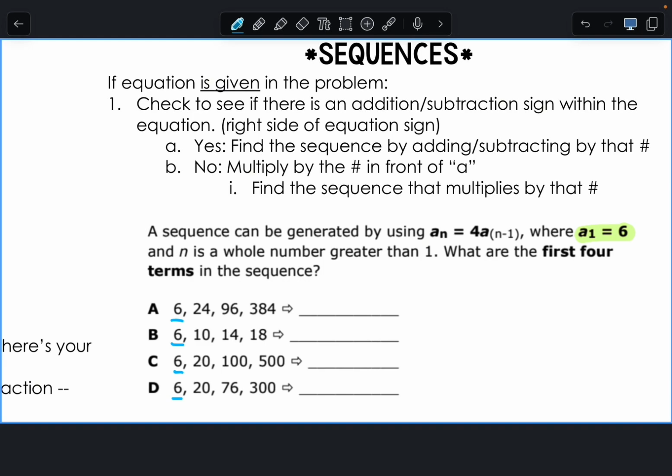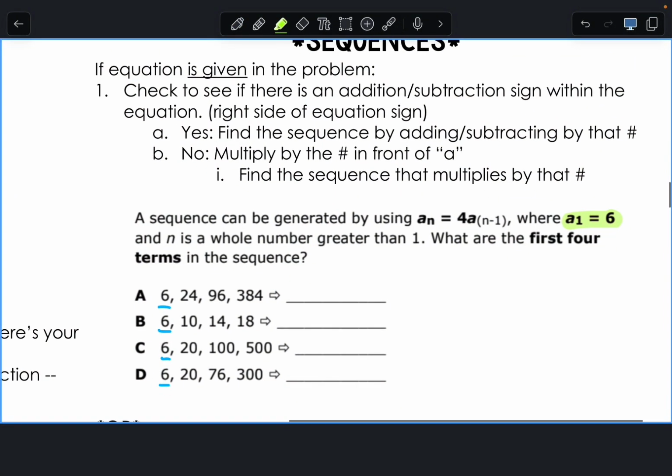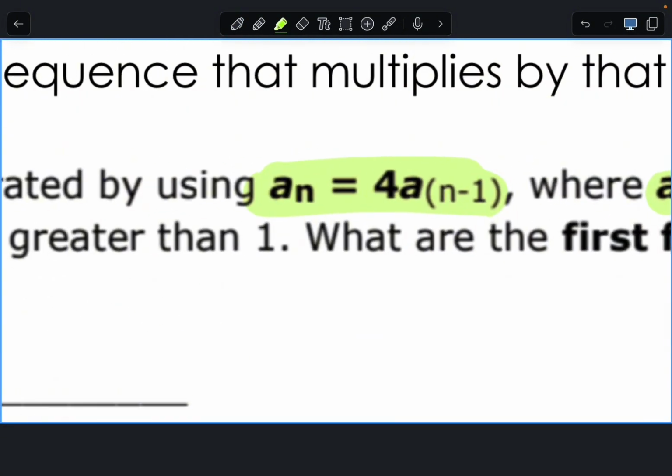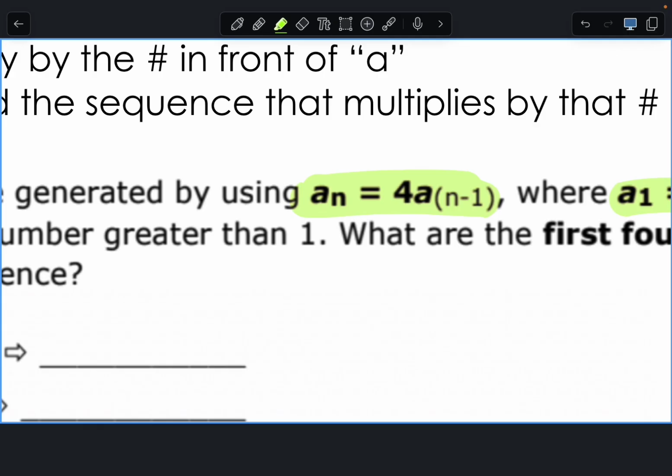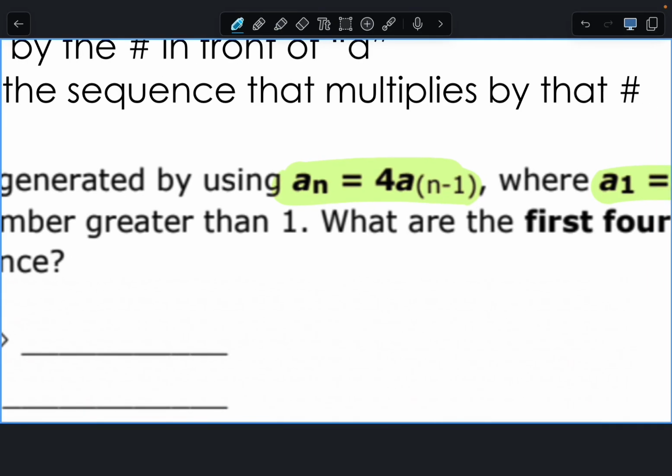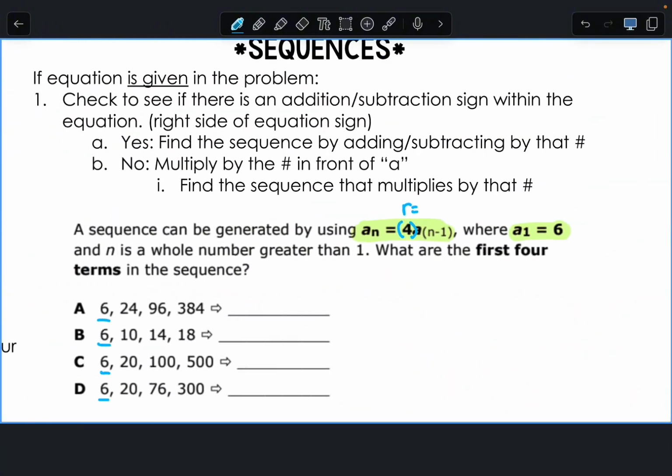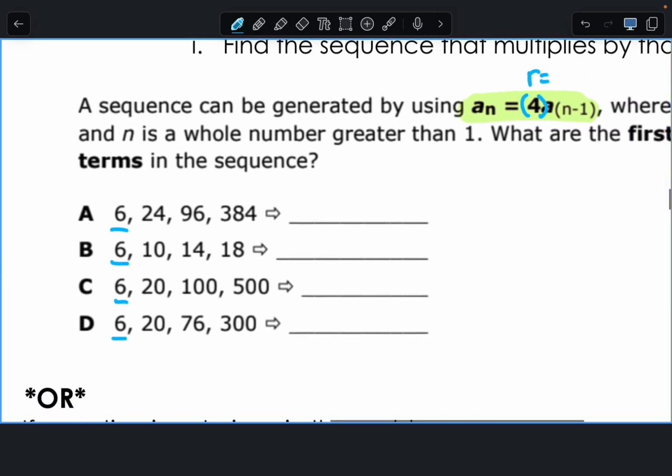Look at the equation they've given you. Does it have a plus or minus sign in between the 4 and the A? No. So that means the 4 is being multiplied. So we're multiplying by 4. That is my r. So if we start with 6 and we multiply by 4, we get 24, times 4, you get 96. So your answer is A.